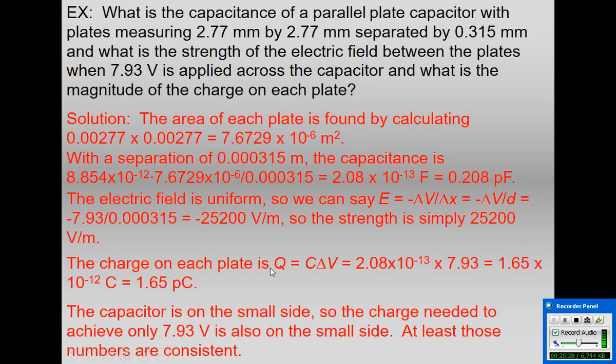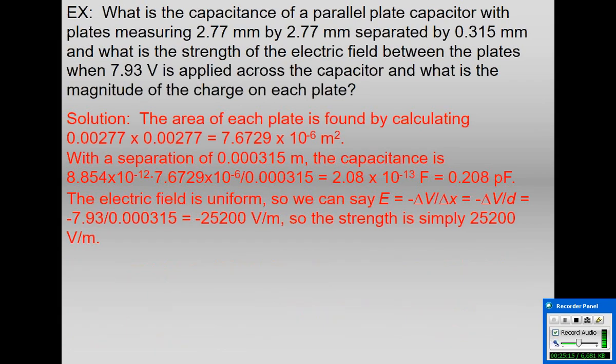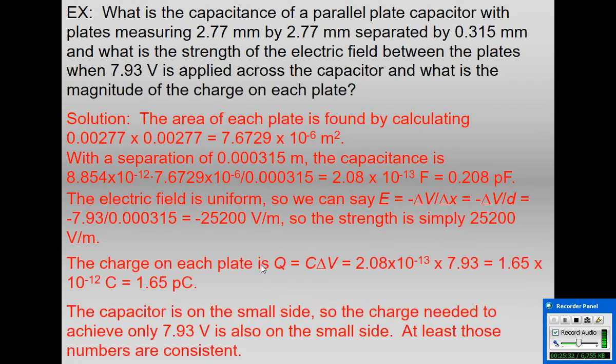And then the charge, Q equals C delta V. Q is going to be equal to 2.08 times 10 to the negative 13 farads times 7.93 volts. And that winds up being equal to 1.65 times 10 to the negative 12 coulombs, or 1.65 picocoulombs. So perfectly ordinary amount of charge for one of these tiny capacitors.